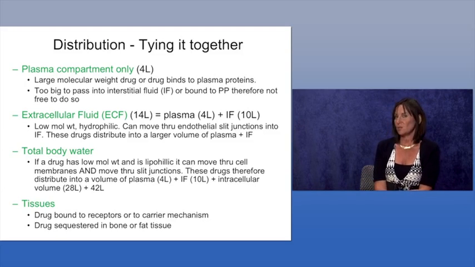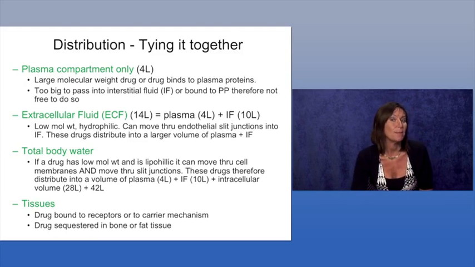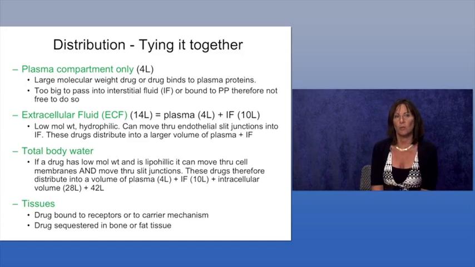And remember that total volume is somewhere in the ballpark of 14 liters in a healthy individual. Here one could imagine that the molecule has low molecular weight and it's hydrophilic. Remember those permeation principles. The drug is moving easily through those aqueous channels. It can move through endothelial slit junctions into the interstitial fluids. These drugs therefore distribute into the larger volume of plasma plus interstitial fluid. Let's say the drug disseminates completely into total body water and has that volume of distribution of 0.6 liters per kilogram. So here you could imagine a multitude of scenarios in reality.